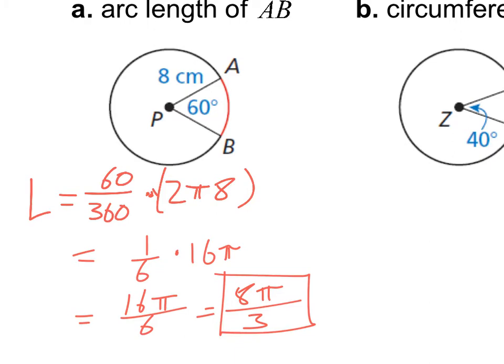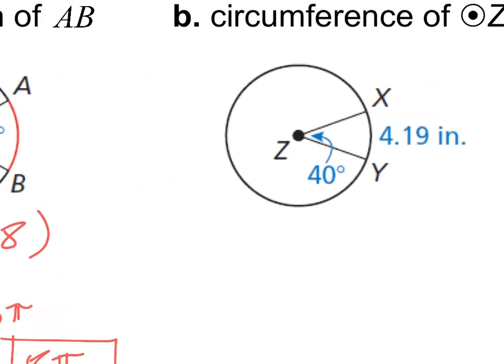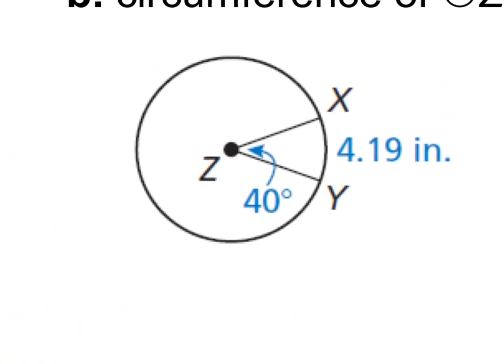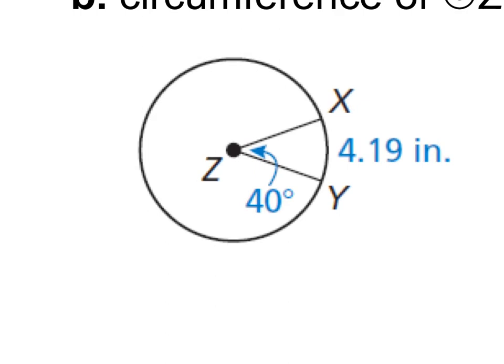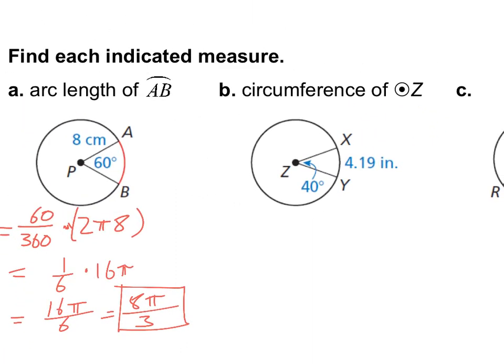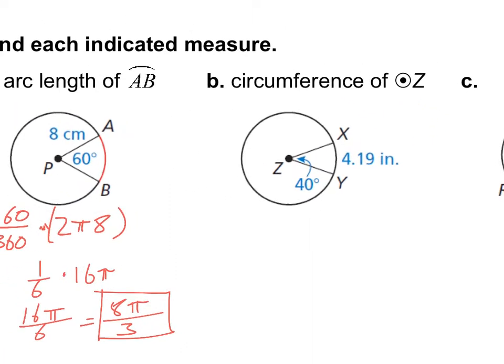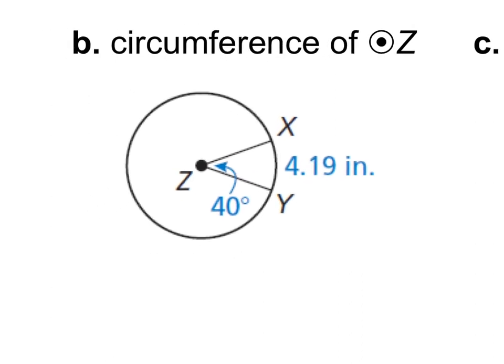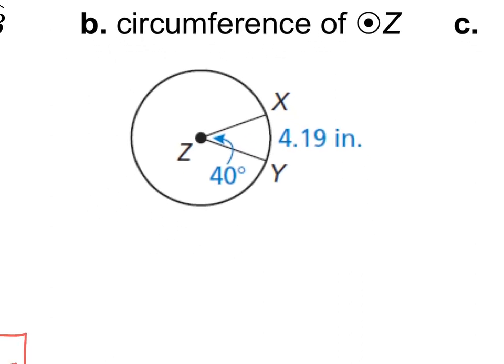So it's a little bit more than 8, right? That's the idea. Okay. Here we have 40 degrees and a 4.19. This one's already a decimal, so usually when we have a decimal number to start with, we'll want a decimal answer in the end. So, circumference here is, well, let's try the proportion method here.